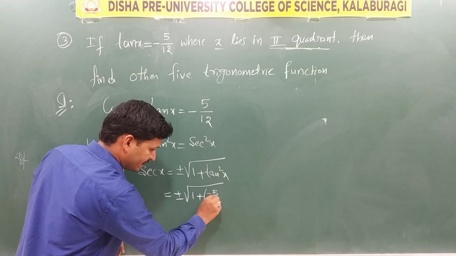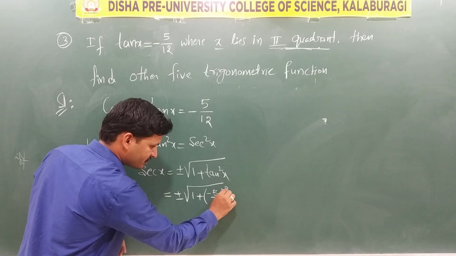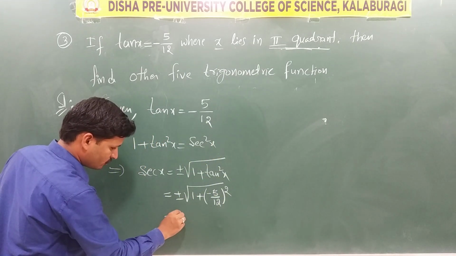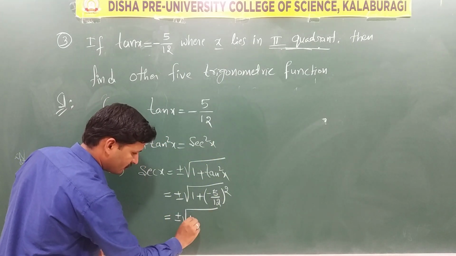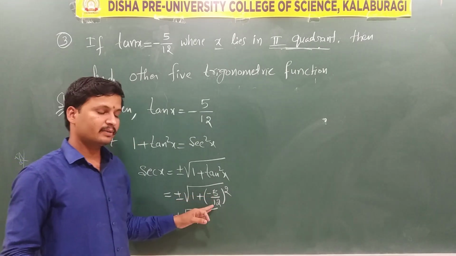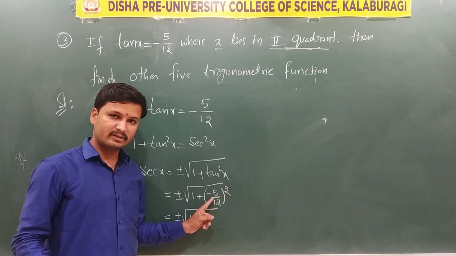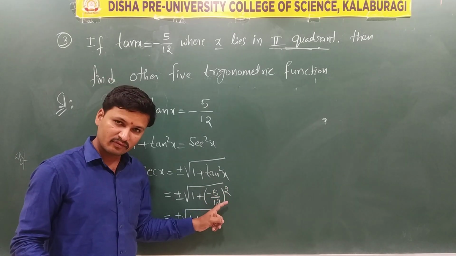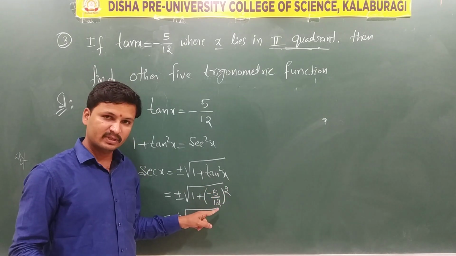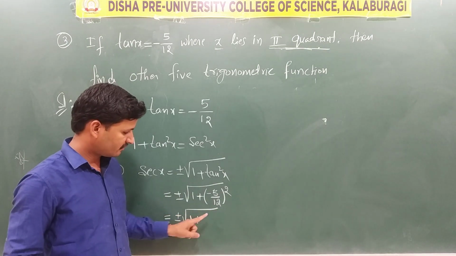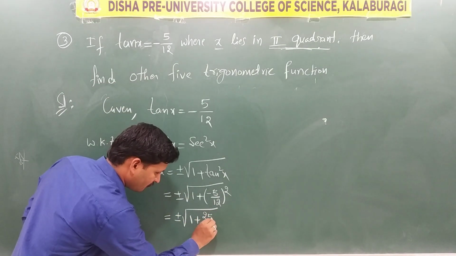So minus 5 divided by 12 whole square, which is equal to plus or minus under root of 1 plus minus 5 by 12 whole square, that is 5 square 25 divided by 12 square 144. So 25 divided by 144.